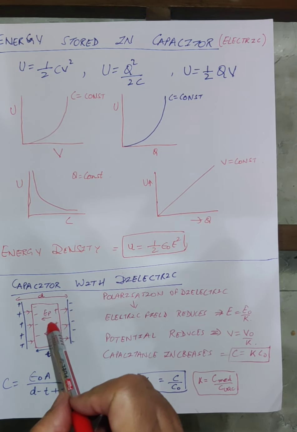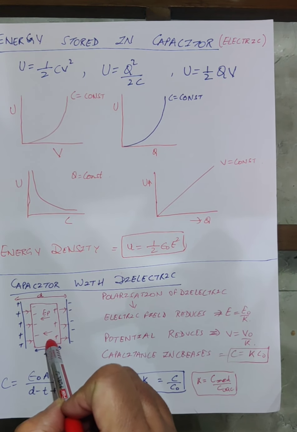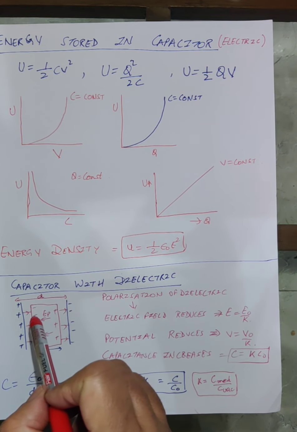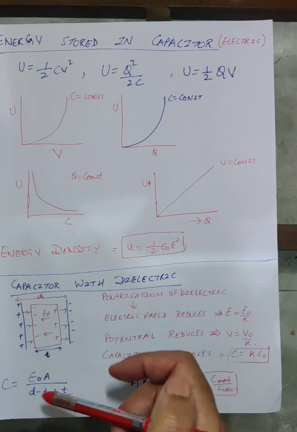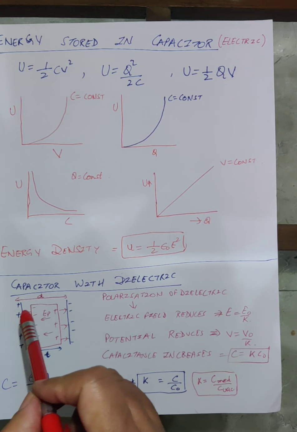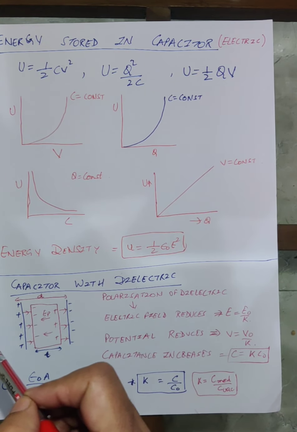So what happens the moment you place the dielectric between the plates of the capacitor? The dielectric gets polarized. What do you mean by polarization? Polarization means the separation of charges takes place. That is, a positive charge moves in the direction of the electric field and the negative charge moves in the direction opposite to the direction of the electric field.